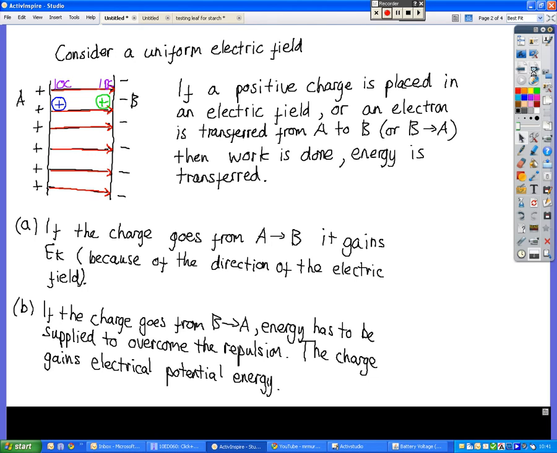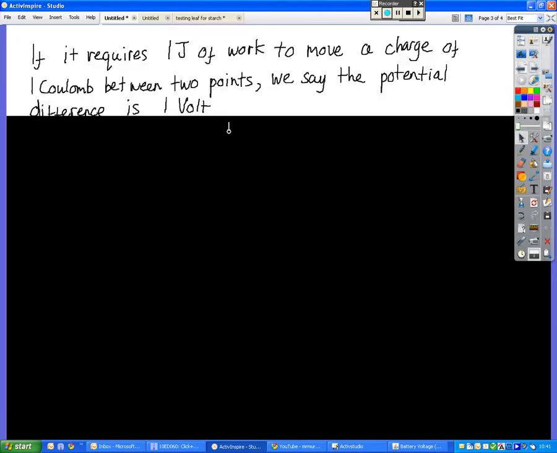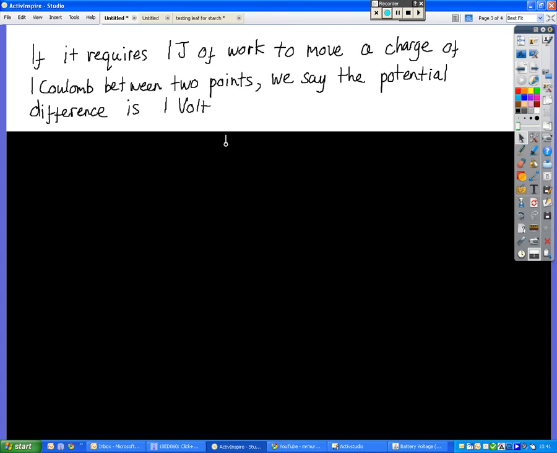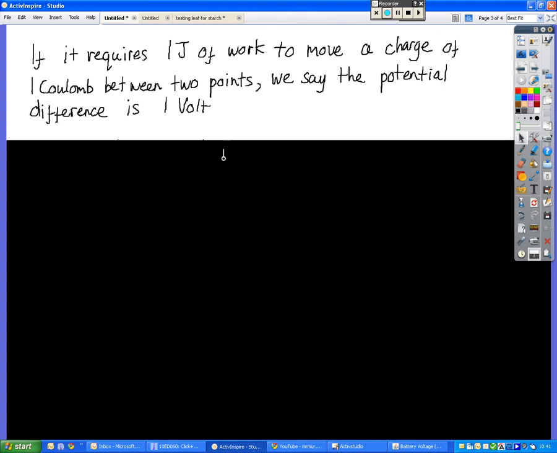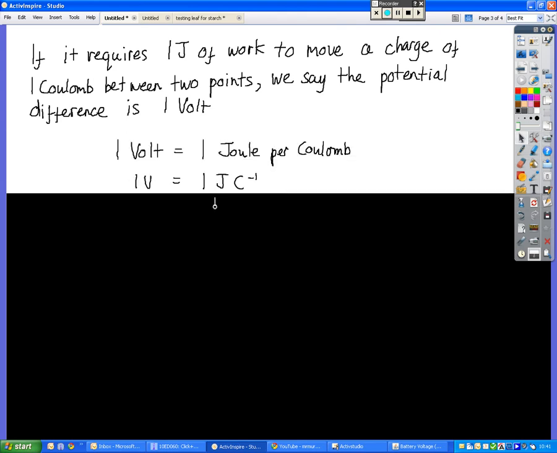Next of all, we decided that it requires 1 joule of work. If we strip it down to the simplest level, we need 1 joule of work to move a charge of 1 coulomb between 2 points. Say that's those 2 points A and B. We say that the potential difference is 1 volt. So if you put energy in to move a charge, then you are creating voltage. That's what voltage is. It's energy being supplied to those charges. So we say that 1 volt is equal to 1 joule per coulomb. That's a mathematical representation of this wee paragraph here. If we put that in symbol form, 1 volt is equal to 1 joule per coulomb. So there's 1 joule of energy per coulomb of charge.